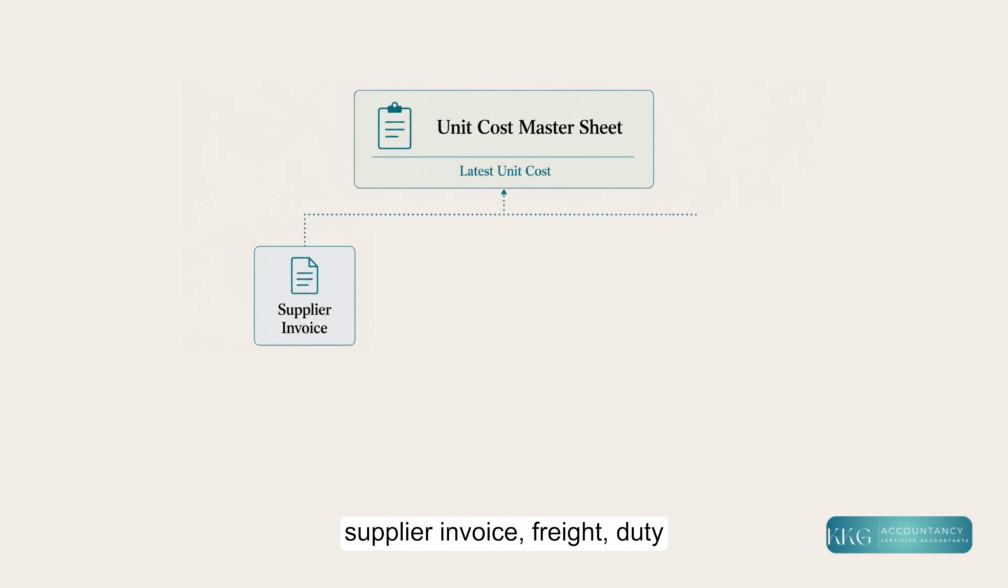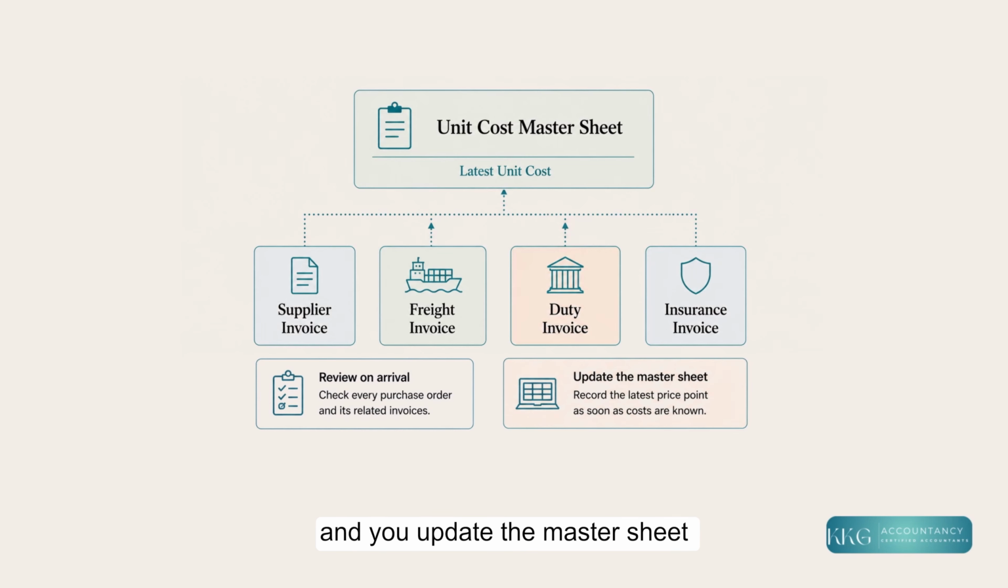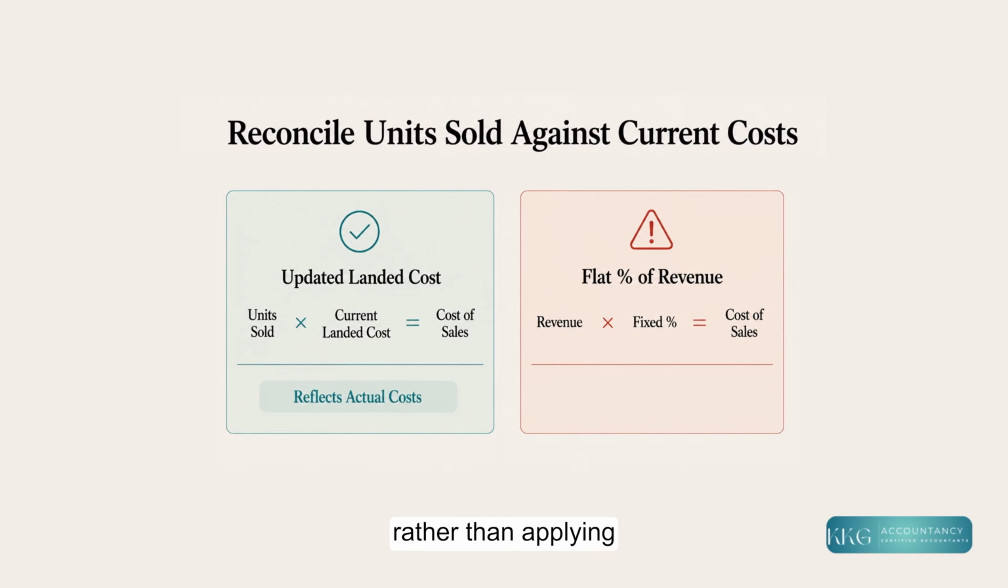First, you want to maintain a unit cost master sheet. Every purchase order and its related invoices, supplier invoice, freight, duty, and so on, gets reviewed on arrival and you update the master sheet with the latest price point. Secondly, you'll need to reconcile your units sold against your updated landed cost calculation rather than applying a flat percentage of revenue, which is exactly what hides the margin drift in the first place.